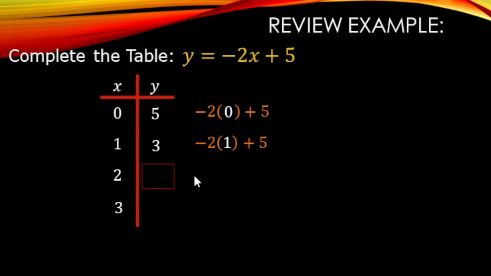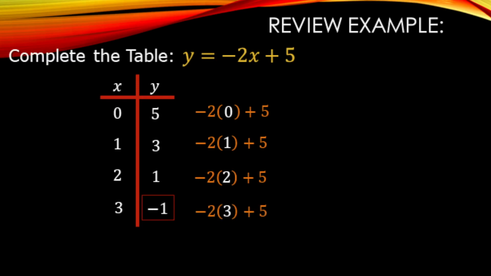Next up, we're going to put a 2 in for the x. So negative 2 times 2 is negative 4, plus 5, and we're just doing order of operations, makes a positive 1. And the last spot there, 3 goes in for the x. Negative 2 times 3 makes negative 6, plus 5 is going to make negative 1. And that's all there is to it for completing these tables.